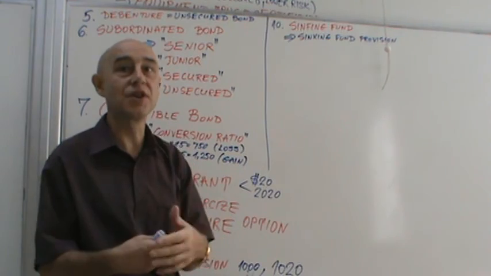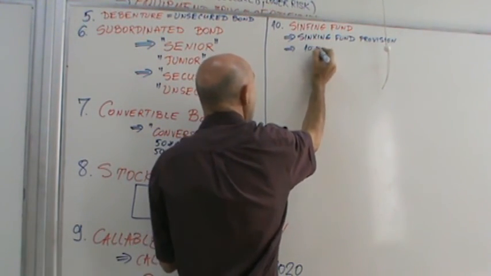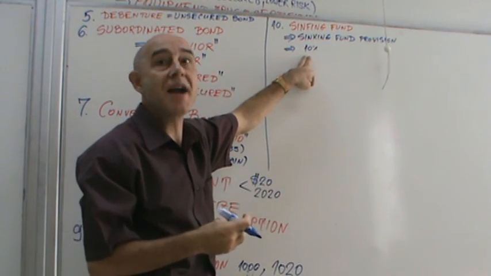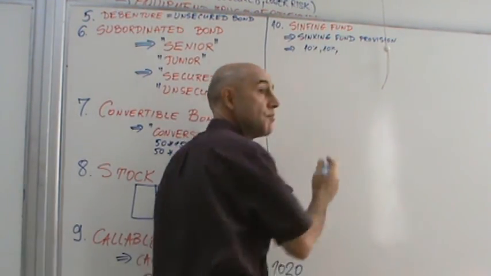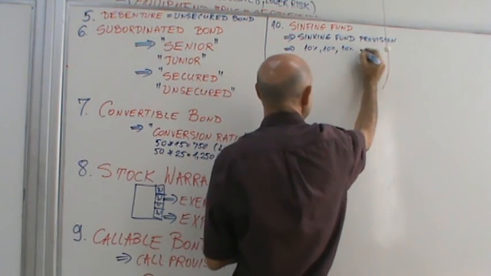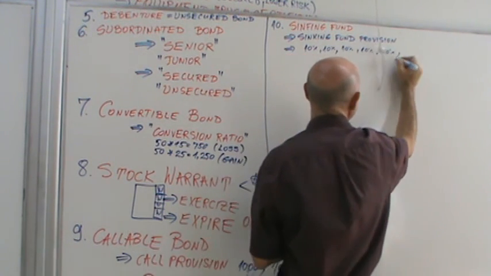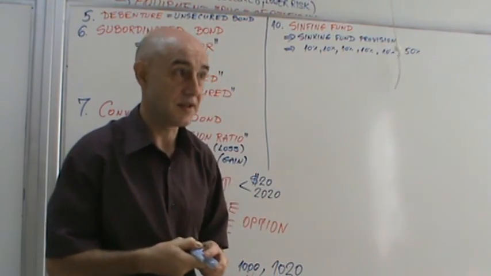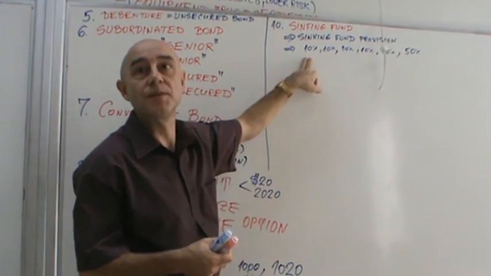Essentially, in this simple example, after year five, you have to pay back, same as buy back, 10%. And after year six, you buy back 10%. And after year seven, 10%, 10%, 10%, so these are already 50%, and the last one will be 50%. So, the whole idea is the same as with serial bonds.